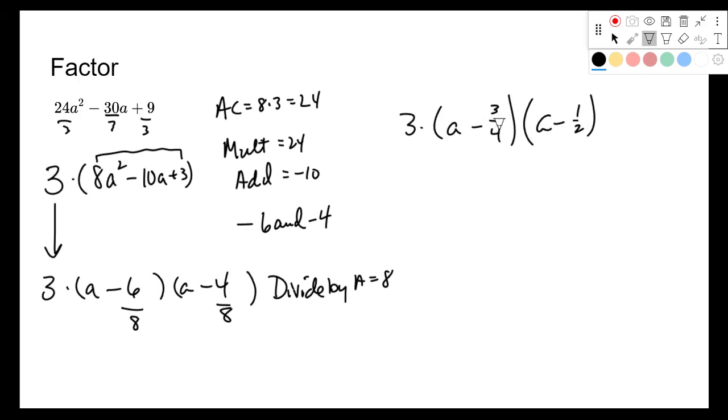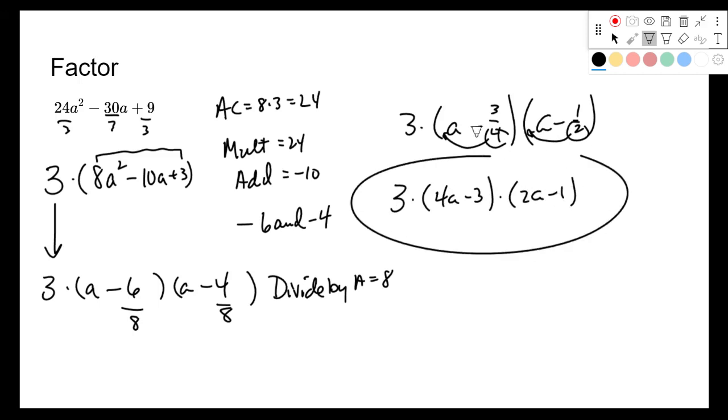Now we need to slide it over. So this 4, after we reduce, slides over there. The 2 slides in front of there. So we get 3 times 4a minus 3 times 2a minus 1. This is the correct answer. And it's all done. Okay? And that's how you factor by slide and divide.